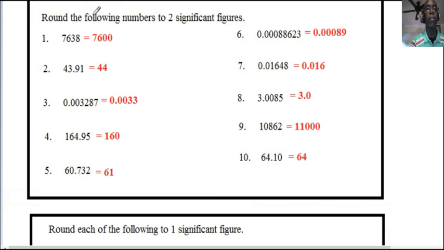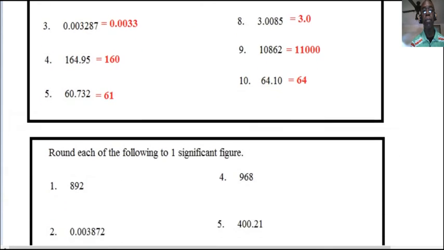These are the answers. Number 1, 7,600. Number 2, 44. Number 3, 0.0033. Number 4, 160. Number 5, 61. Number 6, 0.00089. Number 7, 0.016. Number 8, 3.0. Number 9, 11,000. And number 10, 64.